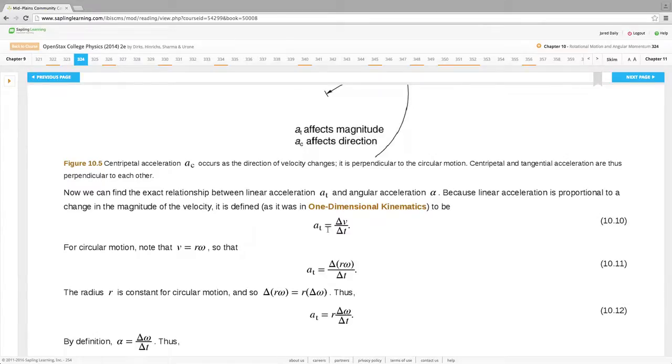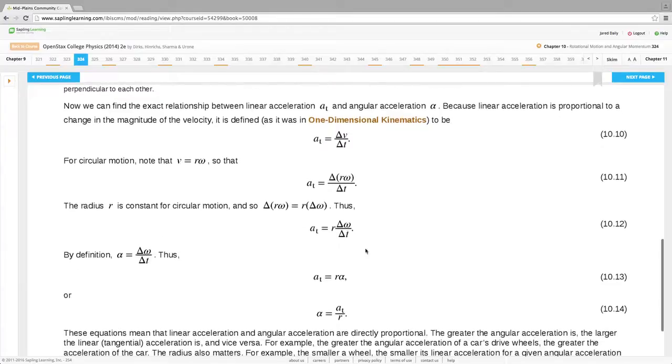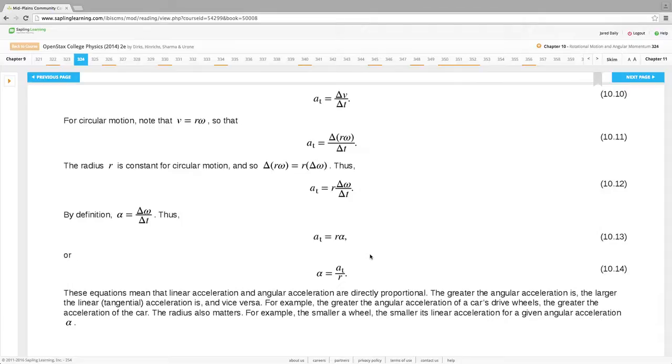To calculate our tangential acceleration, we need the change in the speed along the edge of the circle over the change in time, which is going to be equal to the change in the radius times omega, where the omega is the thing that changes, so the radius comes outside that delta. We're left with this equation: the tangential acceleration equals r times delta omega over delta t, but delta omega over delta t has a definition, which is the angular acceleration. So the angular acceleration times r equals the tangential acceleration.